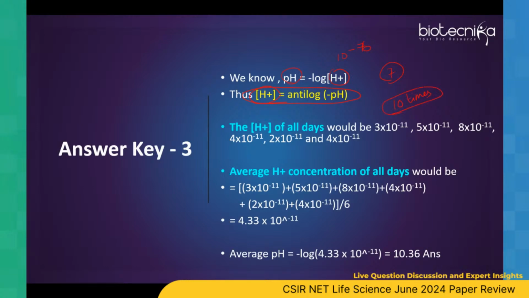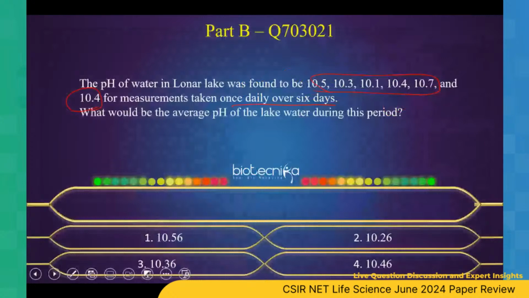you are increasing the hydrogen ion concentration 10 times, but still the pH value will decrease only 1 unit. They are inversely related, pH and H plus. So if you increase the H plus ion 10 times, then your pH value is decreasing by only 1 unit. So when you have these pH values, why the average will not work is because of this.